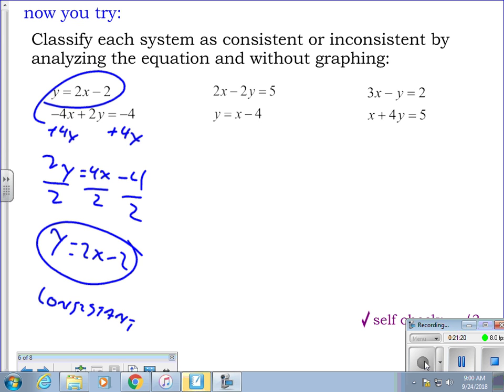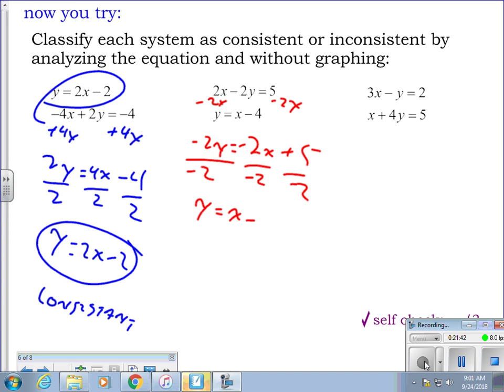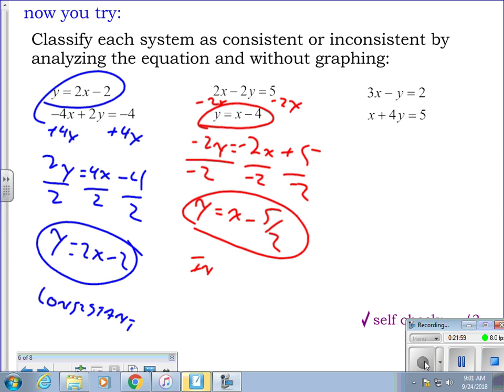Second one, kind of the same thing. I already have one equation in y equals mx plus b form. Rearrange the other one to make it mx plus b form. I subtract 2x from both sides, which gives me negative 2y equals negative 2x plus 5. Divide everything by negative 2. Y equals x minus 5 halves. I have this one and I have that one. This would be inconsistent because I have two parallel lines. Slopes are the same, y-intercepts are different.